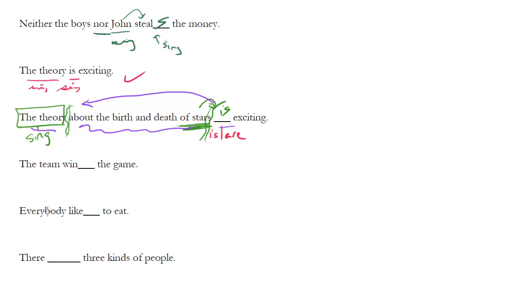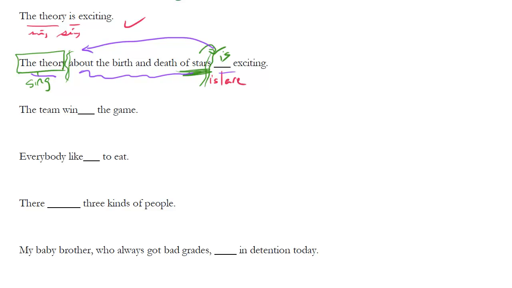The team win the game. So here, again, going to collective nouns, like we talked about in a couple of previous videos. The team, it's a group of individuals, but it's acting as one. So we're going to treat it as singular, which means we must have the team wins the game.